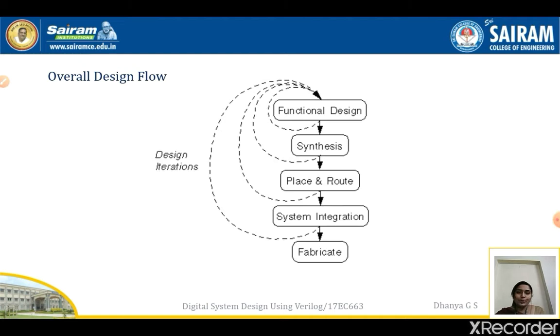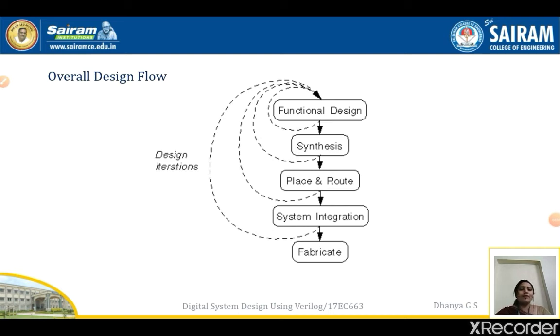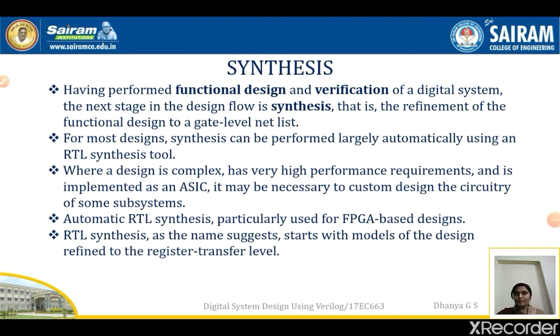I just want to show you the overall design flow. You can see functional design we have already gone through. All these things which you have gone through come under functional design only. Now we have to go for synthesis. Once you finish the synthesis, it has to go for place and routing and then system integration. Finally, we'll go for fabrication, and once fabrication is over, we'll get the end product. Go for synthesis now.